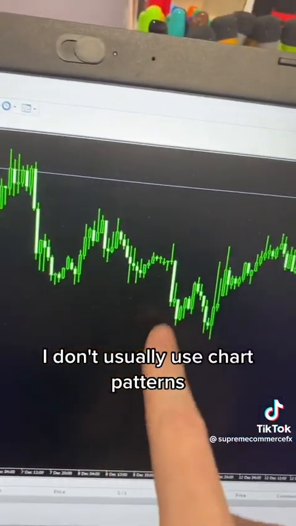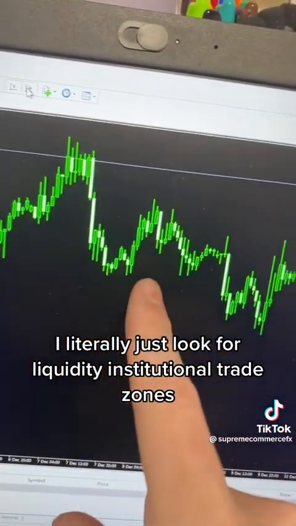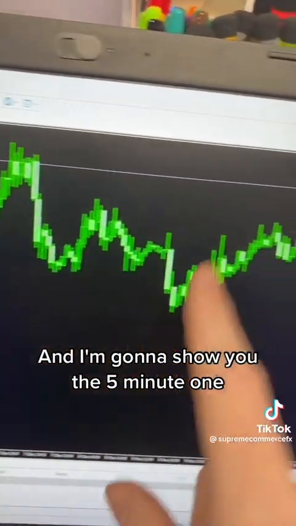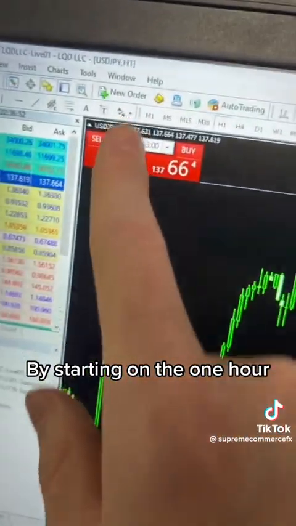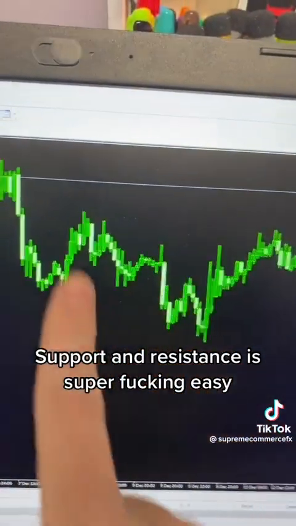I don't usually use chart patterns. I literally just look for liquidity, institutional trade zones, and then my scalp strategy, or my 5-minute breakout scalp strategy. And I'm going to show you the 5-minute one. By starting on the 1 hour, you will define this zone, right? Support and resistance. This is super easy.